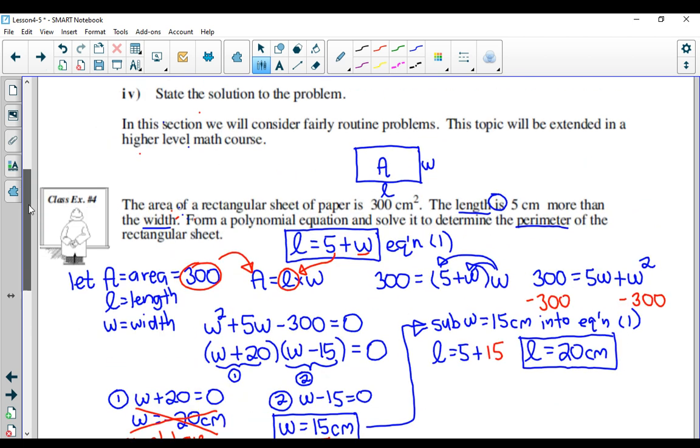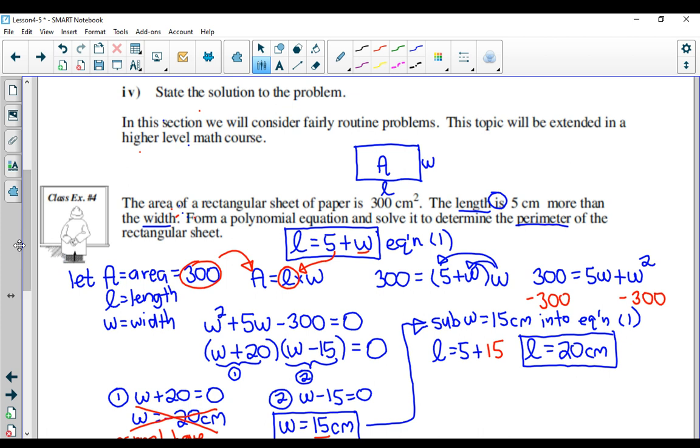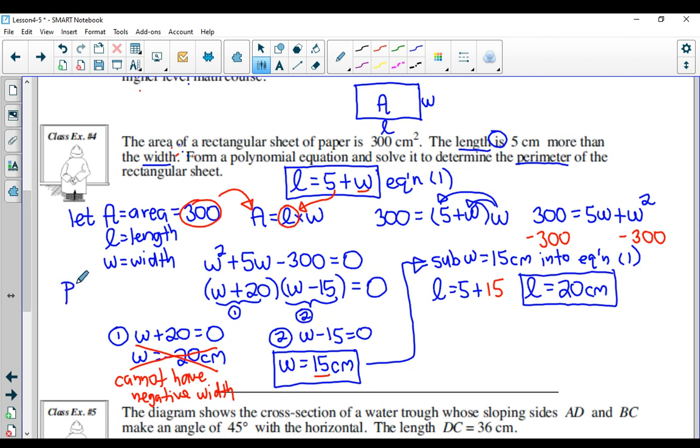Okay, now that I have the length and the width, I can figure out the perimeter. So suppose we could say let P equal the perimeter. The perimeter of this rectangle would be 2 times the length plus 2 times the width, okay? Because you have two sides that are the lengths and you have two sides that are the widths. We can actually simplify this just by pulling out a common 2. So the perimeter would just be 2 multiplied by the sum of the length and the width.